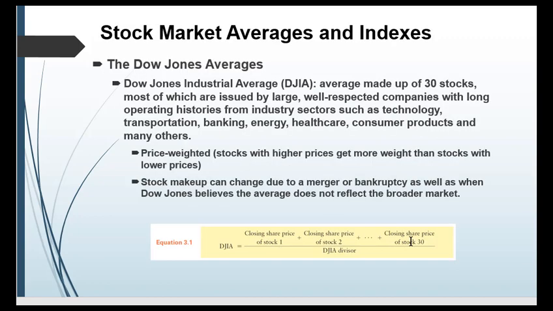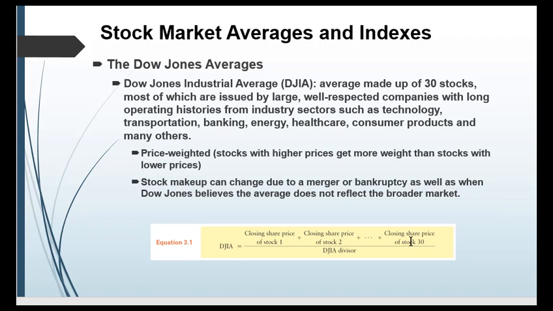So the first thing we can talk about is the Dow Jones averages. The one that you hear about the most is the Dow Jones Industrial Average. It's made up of 30 stocks. They're the biggest stocks that there are. And this is what's referred to as a price-weighted average. So the stocks with higher prices get more weight than stocks with lower prices.